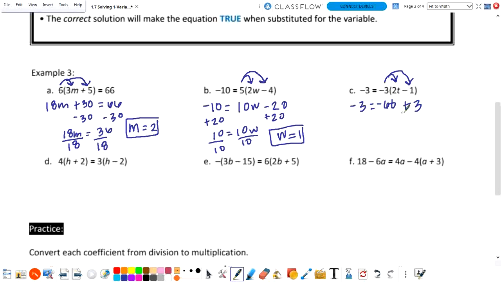All right, now we can solve. We're going to start by subtracting 3. Negative 3 minus 3 gives us negative 6. Now we can divide by negative 6. So negative 6 divided by negative 6, that's still a negative divided by a negative. It's going to equal positive 1.